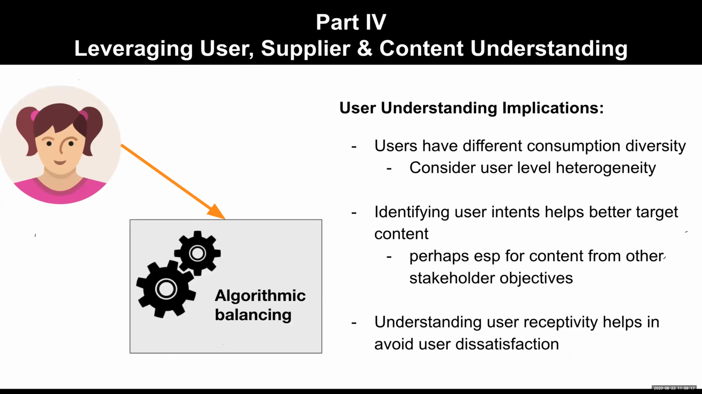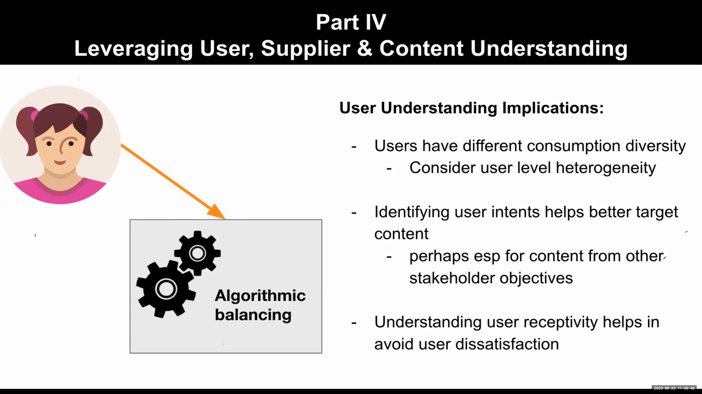So, just a quick summary of consumer understanding. I've talked about three projects: looking at users' consumption diversity, intents, and user receptivity. Why should I care about this in a multi-stakeholder marketplace problem? The point is that understanding users helps. In the first case, we know there is strict user-level heterogeneity, meaning some users will behave differently than others, and I should know that when designing my multi-objective marketplace solutions.